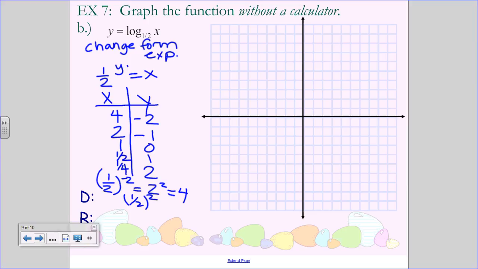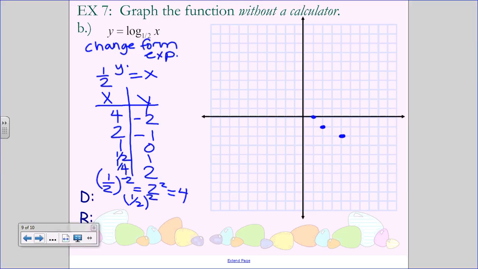Okay, so nothing really is different except for that you are plugging in your y's. So the process is just the same as you did for exponentials. We just have one additional step. From the log, you have to change the form from a log to an exponential, and then you're plugging in y's. So that's why it's just a little bit different. Okay. So now let's plot those points. We're going to go over 4 and down 2. And then you're going to go over 2 and down 1. Over 1.